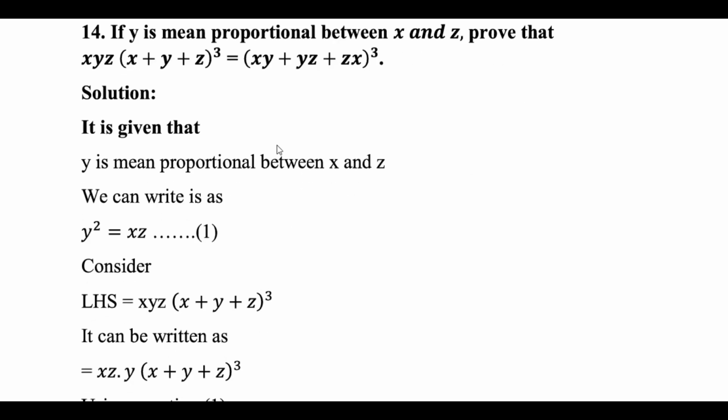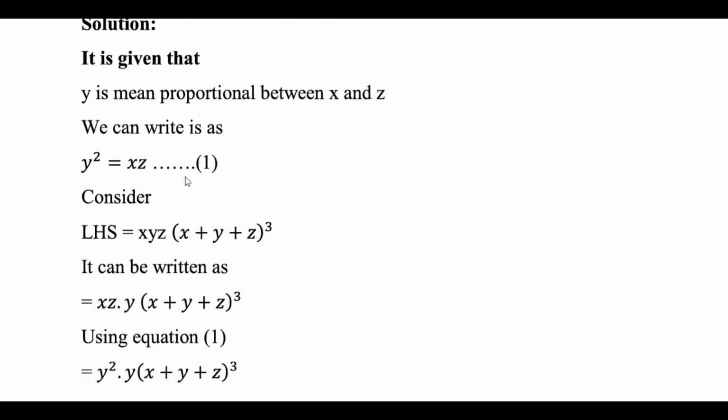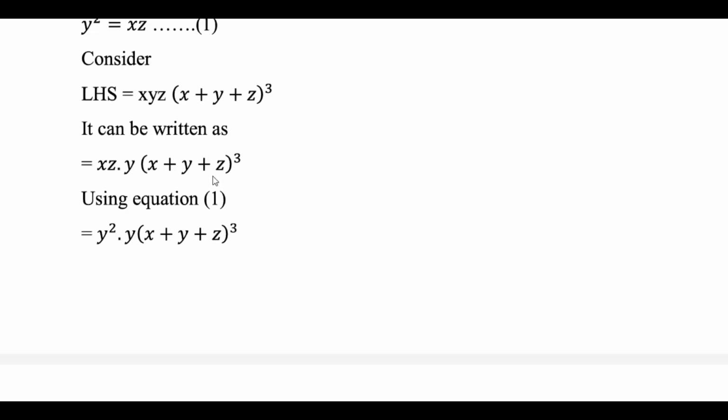Come to the next problem. If y is the mean proportional between x and z, prove that xyz into (x plus y plus z) to the power cube is equal to (xy plus yz plus zx) to the power cube. So it is given that y is the mean proportional between x and z. So we can write y square is equal to xz. Put it as equation 1.